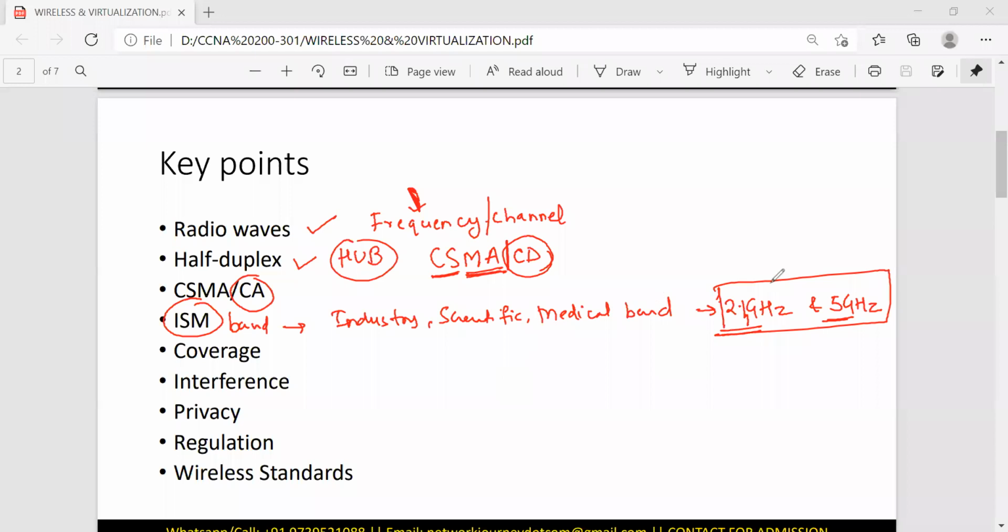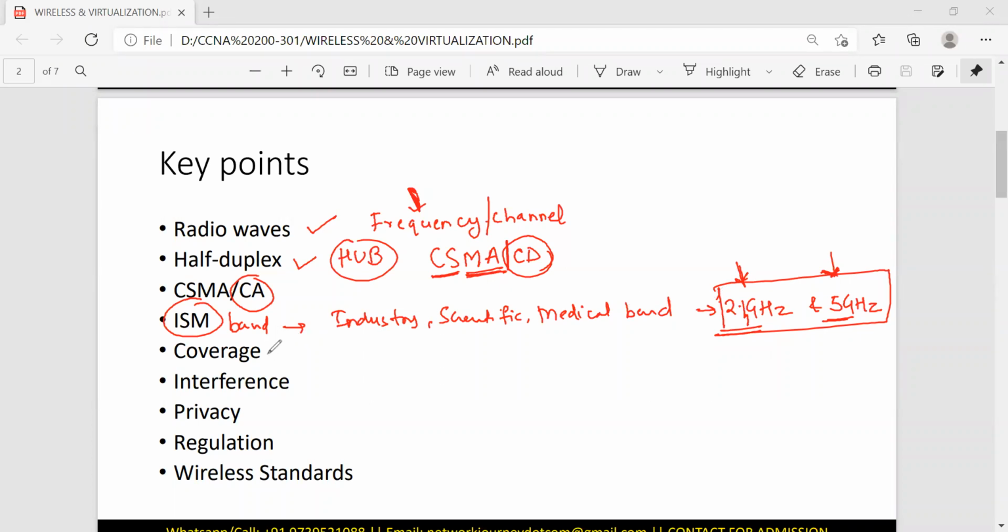So this is very important, guys. 2.4 and 5 gigahertz is a band which doesn't require any kind of licensing, and hence you will find a lot of applications running; for experimentation purposes we use this. All your wireless products are also using this frequency. There are not many channels or frequencies available out of these, so you will find a lot of congestion in this particular band.